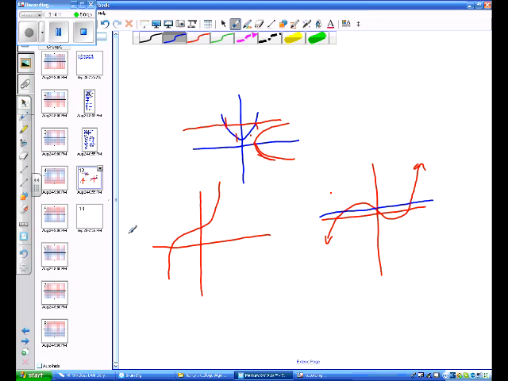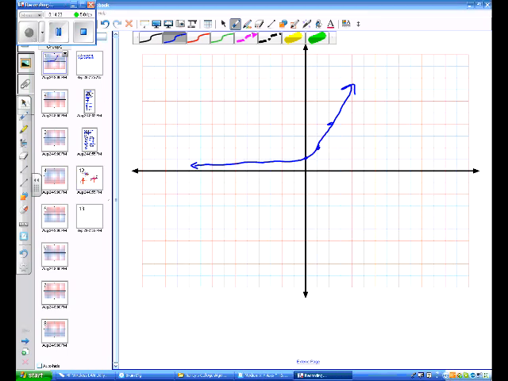Okay, you want to be able to take a graph and come up with the inverse of a function, even if you don't know the equation. We want to be able to graph it. So let's look at this one. Here I have a graph drawn of a function. We can see that it passes the vertical line test and that its inverse will also be a function because it passes the horizontal line test.